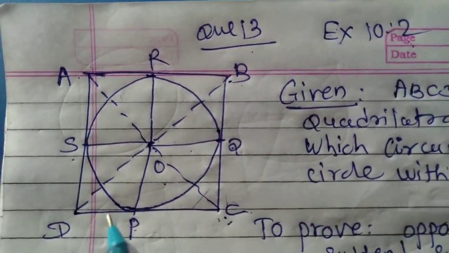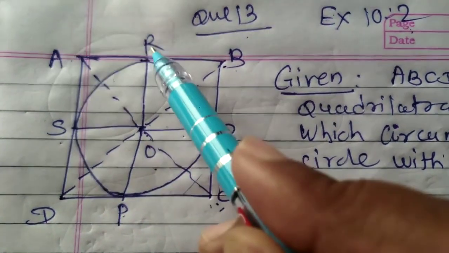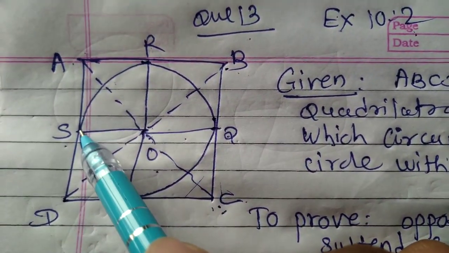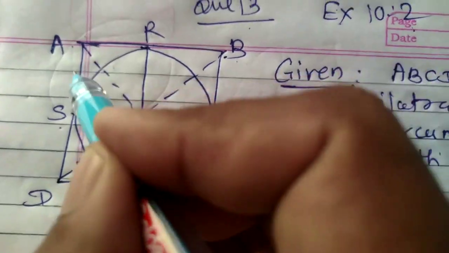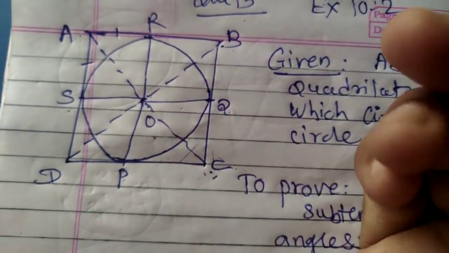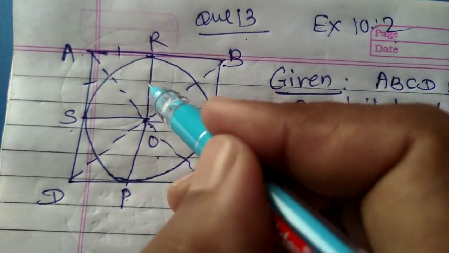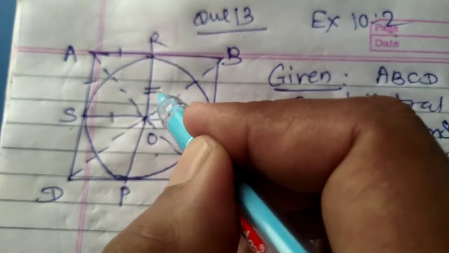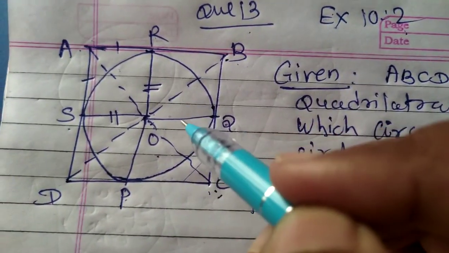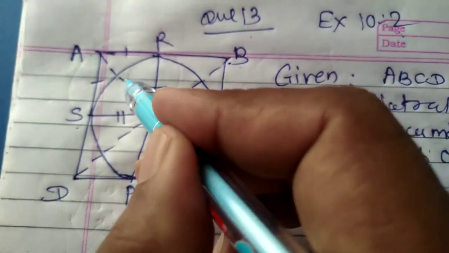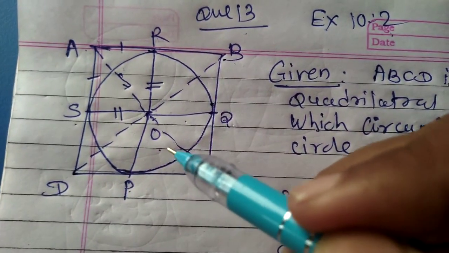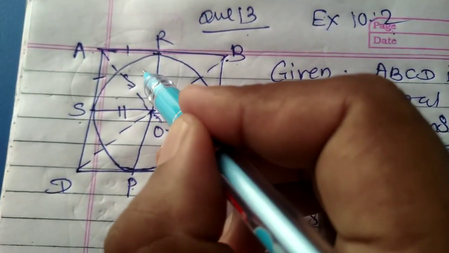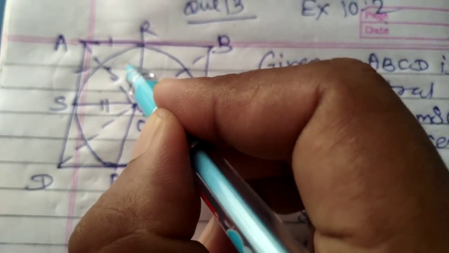Now here consider triangle AOR and triangle AOS. In these two triangles AS equals AR, already written. Now OR and OS are the radii of the same circle, both are equal, and AO is the common side for both the triangles. Means these two triangles are congruent by SSS criteria.